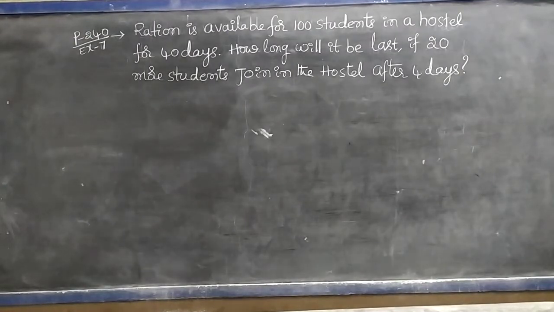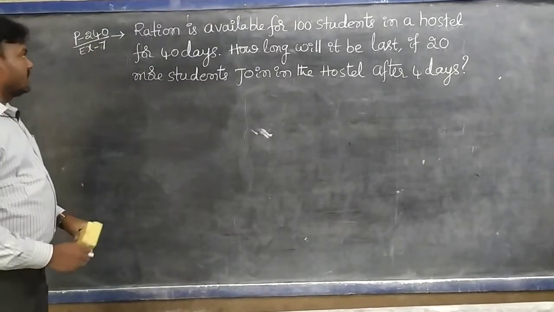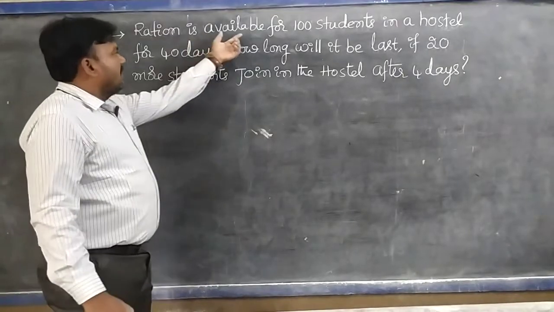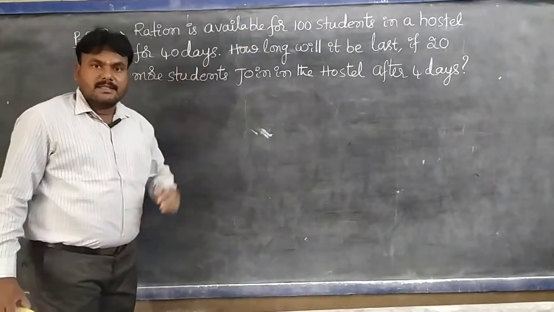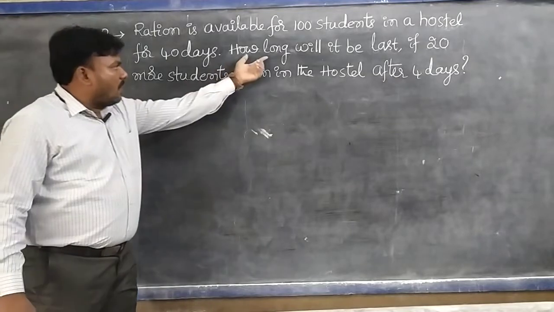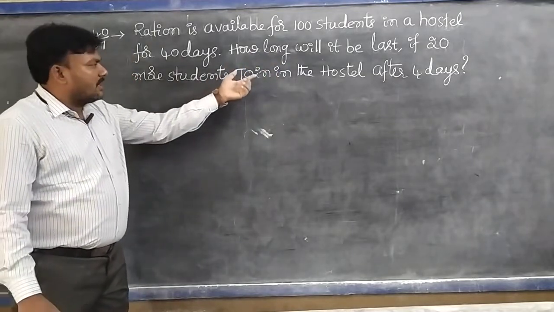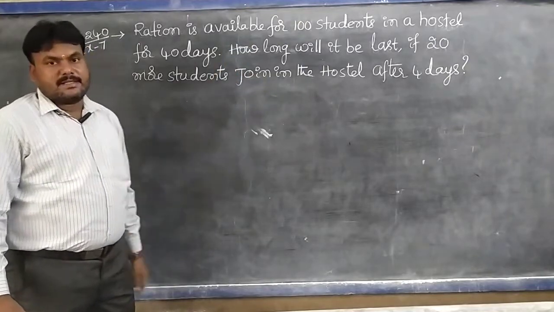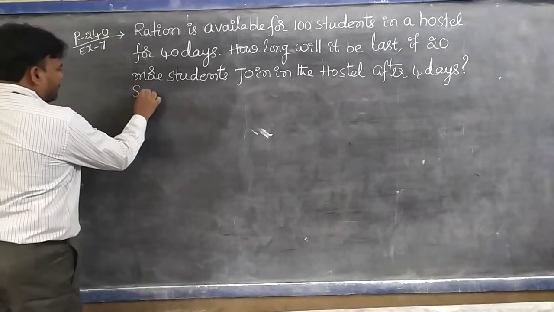Right. Here also, page number 240, example 7th problem. Observe students carefully. Ration is available for 100 students in a hostel for 40 days. How long will it last if 20 more students join the hostel after 4 days? Same. Observe the solution carefully, students.